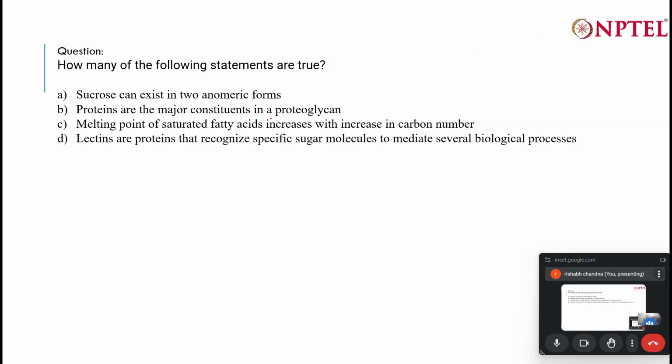Okay, so let's move on to the next question. How many of the following statements are true? Sucrose can exist in two anomeric forms. No, this is false because sucrose cannot exist in two forms because its anomeric carbon is not free for rotation. Proteins are the major constituents in the proteoglycans. No, because here we are talking about the carbohydrates. So the carbohydrate or the glycan part will be more as compared to proteins.